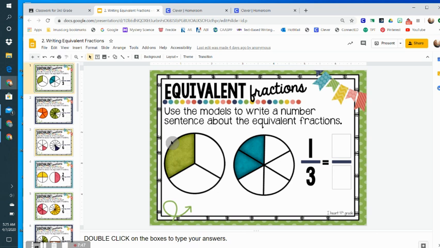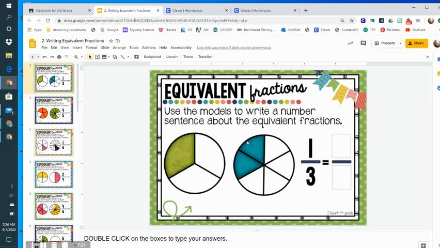All right, here is what you need to do for today's assignment. Again, our objective is we are looking at equivalent fractions and we're using models to do that. Just use the models to write a number sentence about the equivalent fraction. Here I have a circle. It's divided into three equal pieces, and one of those pieces is shaded. So we call that 1/3.